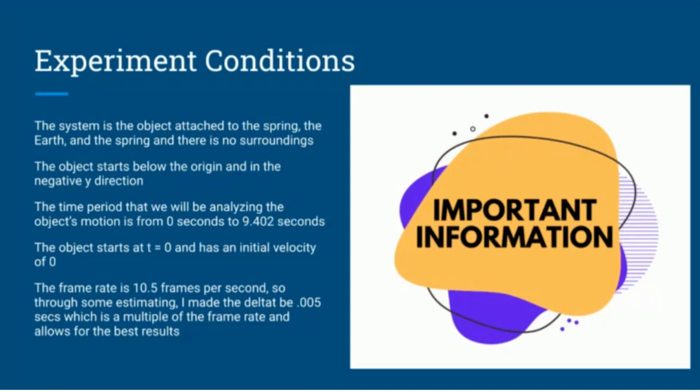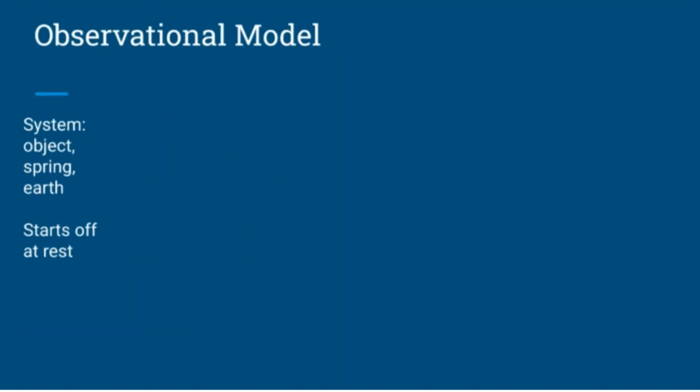Now, before we jump straight into the observational model, it's important that we discuss some experiment conditions. For instance, the system is the object attached to the spring and the Earth, so there are no surroundings. The origin is where the spring is attached onto the wall, so the object starts below the origin in the negative y direction. The time period we will be analyzing the object's motion and energy will be from t equals 0 to t equals 9.402 seconds, and the object has an initial velocity of 0 at t equals 0 seconds. Finally, the frame rate is 10.5 FPS for the video, so through some estimating, I found delta t to be 0.005 seconds, which is a multiple of the frame rate and allows for the best results.